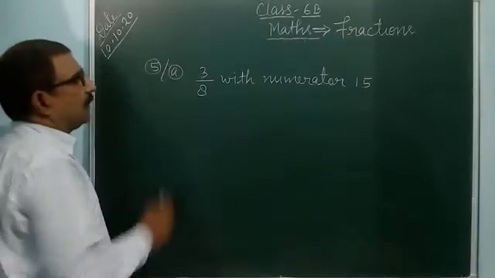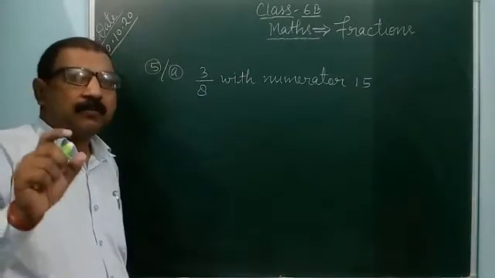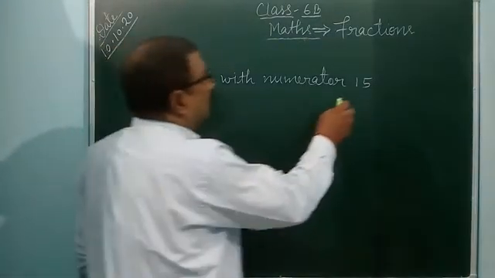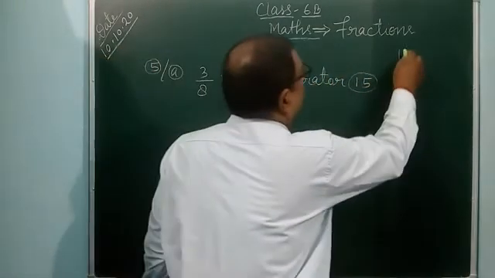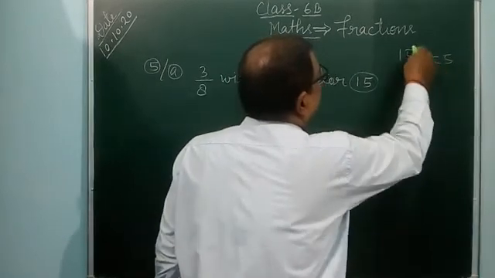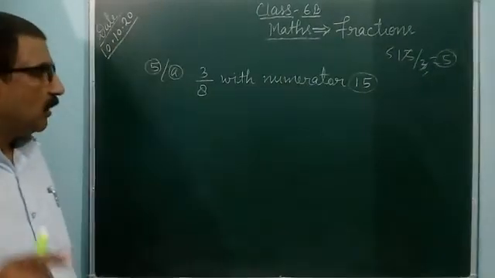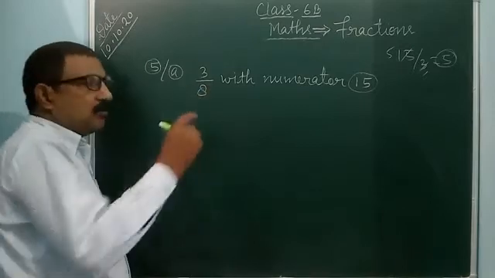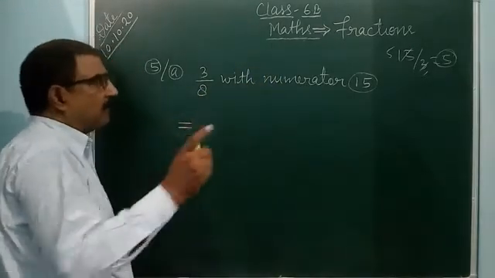Here the numerator is 3, but you have to get numerator 15. How can you get numerator 15? If you divide 15 by 3, 3 5s are 15, you get 5. So if you multiply numerator and denominator by 5, you can get numerator 15.